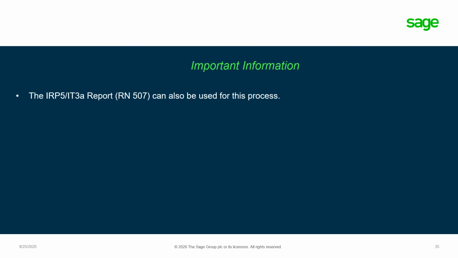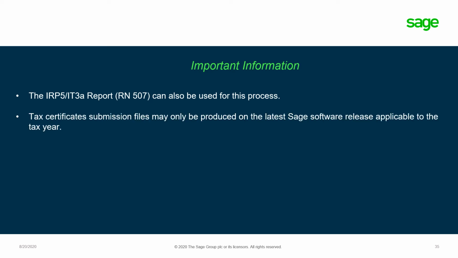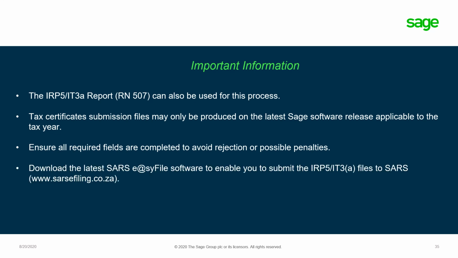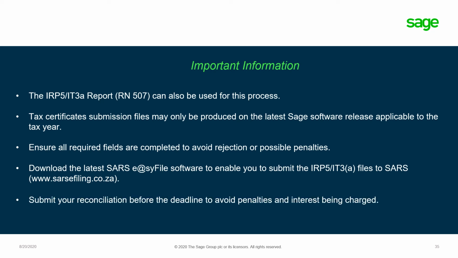Important information. The IRP5 IT3A report, which is report number 507, can also be used for this process. Tax certificate submission files may only be produced on the latest software release applicable to the tax year. Ensure all required fields are completed to avoid rejection or possible penalties. Download the latest SARS EasyFile software to enable you to submit the IRP5 IT3A files to SARS. Submit your reconciliation before the deadline to avoid penalties and interest being charged.